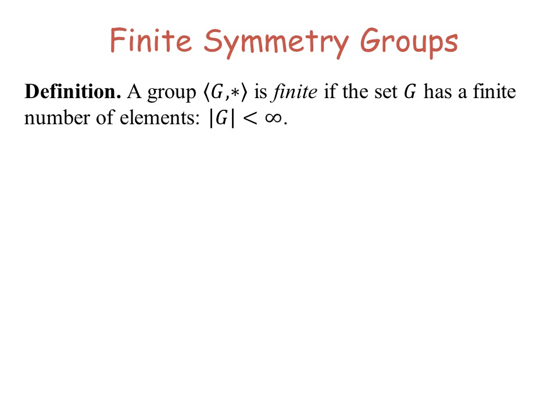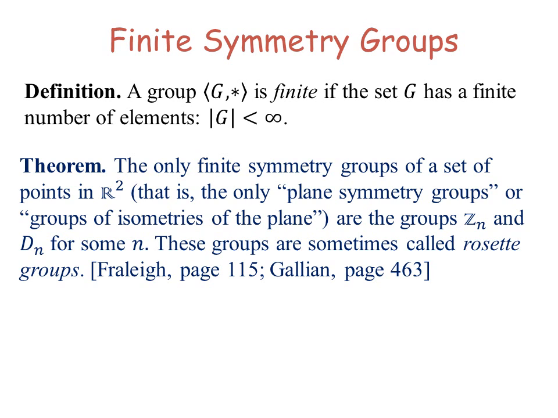It should be no surprise that we want to distinguish between finite and infinite groups. A group G with binary operation star is finite if the set G has a finite number of elements. We can easily classify the finite symmetry groups of R2. By a theorem on page 115 of Frieze, the only finite symmetry groups of a set of points in R2, that is, the only plane symmetry groups, or groups of isometries of the plane, are the groups Z sub n and D sub n for some n. These groups are sometimes called rosette groups.